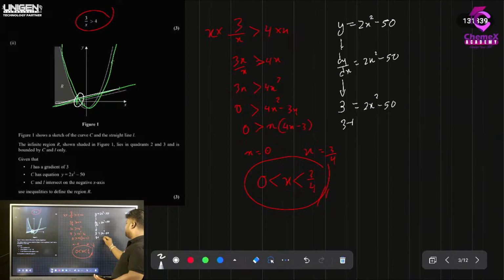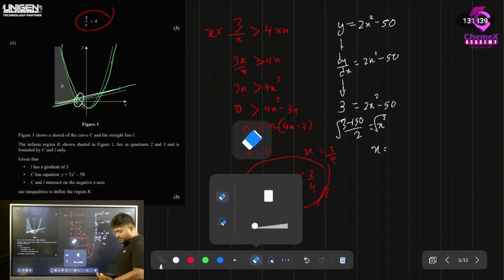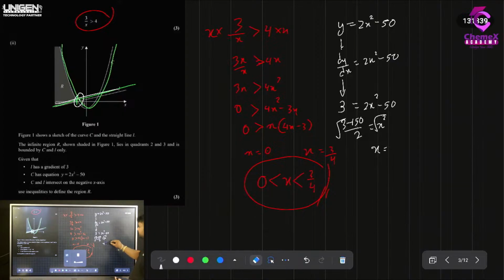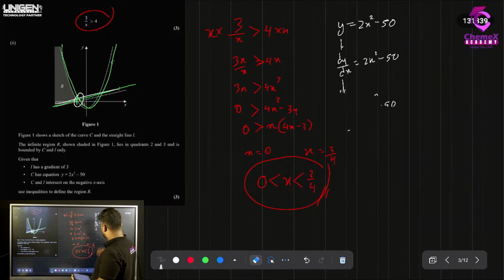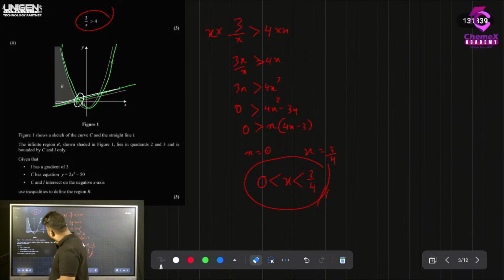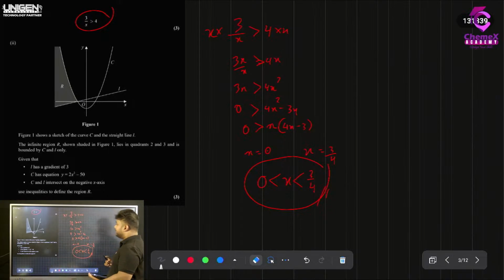So 3 plus 50 divided by 2 equals x squared. So you root it. x equals what then? Root 53 divided by 3. Is that the answer? But they are asking you to find the intersection point only. Do they give any other details? Gradient is 3, equation of the straight line, C intersects. That's it. How to do that?